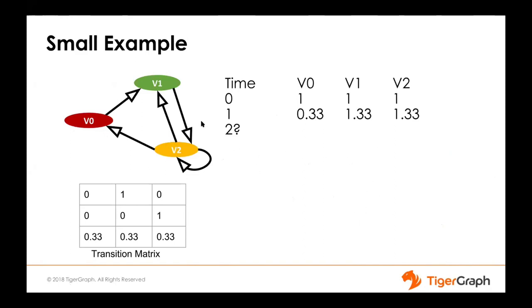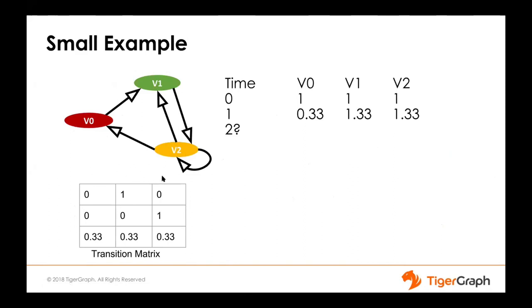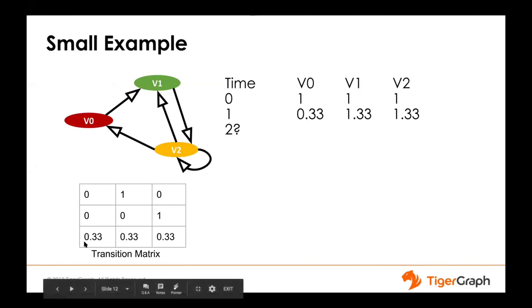So here's a very simple graph, three nodes. Here are my edges. Notice I have one self edge here. What I have down here is called a transition matrix. You notice the rows and columns are V0, V1, V2. V0 has only one out edge, so V0 going out gives all of its weight, 100%, to V1. Similarly, V1 gives everything it has to V2. V2 has three out edges: to V1, to itself, and to V0. So each of the neighbors gets one third.